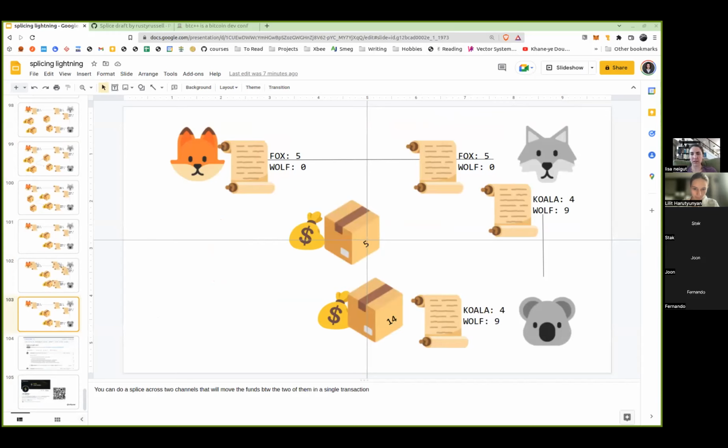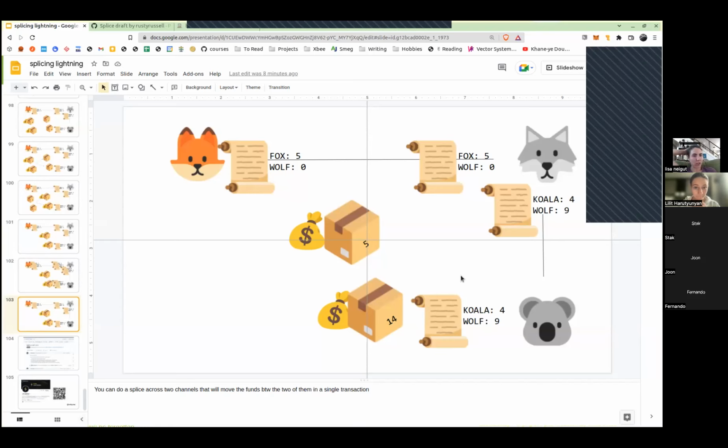Yeah, let me read. The question is from Cody. How does splicing affect liquidity ads or service providers? Are you able to splice into a channel created off a liquidity ad, or do you have to wait until after the commitment elapses? That's a good question. I think that is an open question.